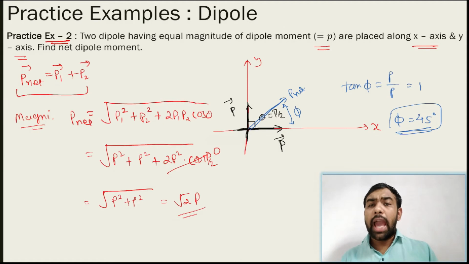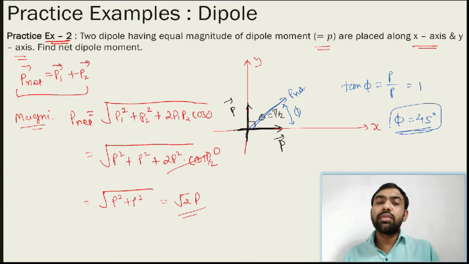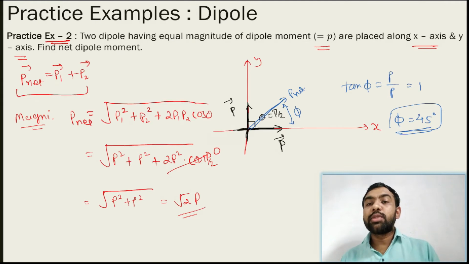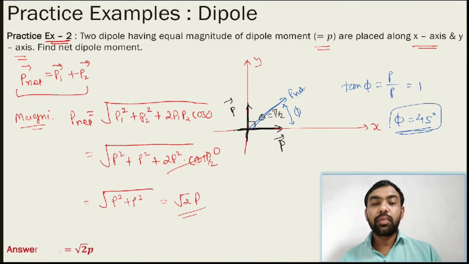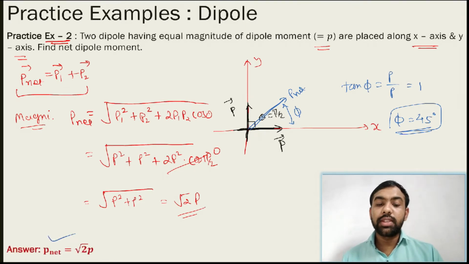For any type of case given to you, just use this concept and you get the answer by using the vector rule. All these vectors you just apply over here and you get this answer. All of you note this, then after that we will go to the next one. Note it. Let's see, and the answer is P net is equal to root 2 P.